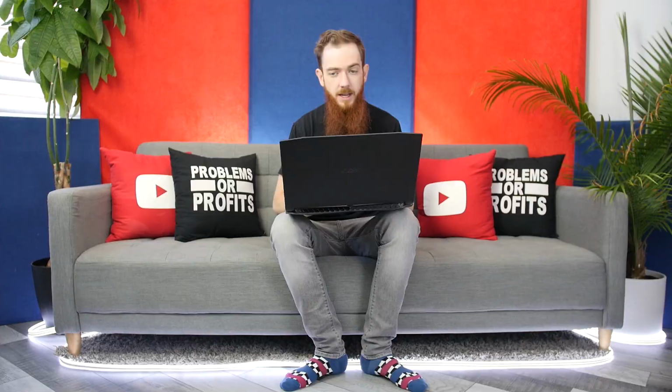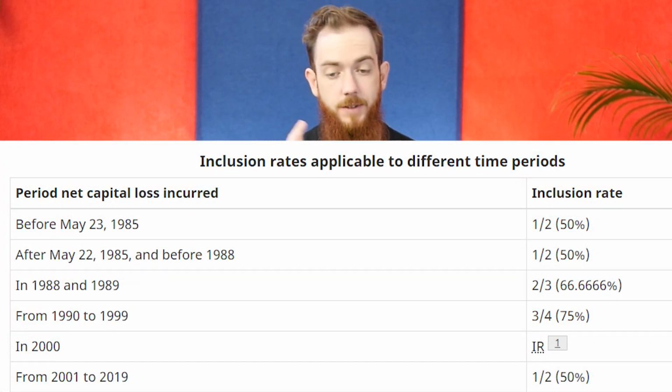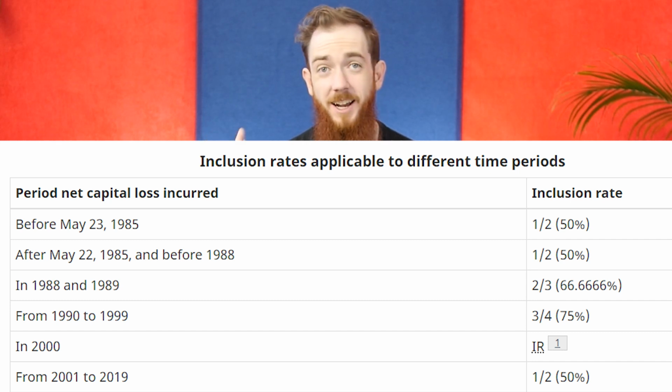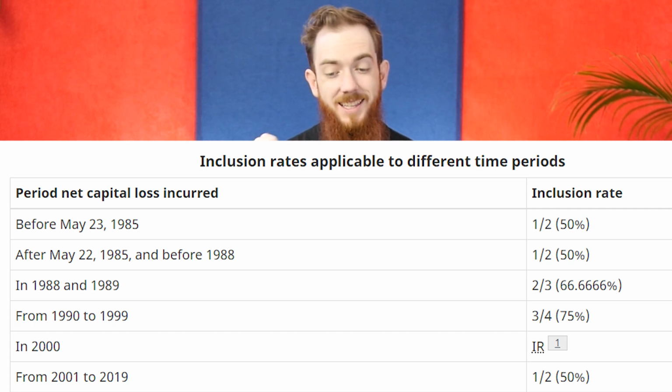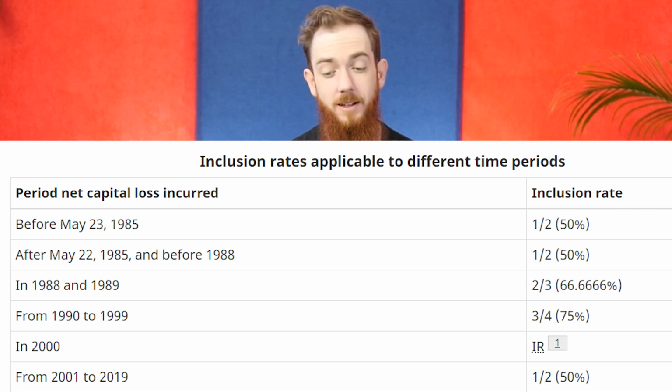But if you didn't realize, capital gains tax started being included as of 1972 in Canada. So pre-1972, capital gains tax did not exist. Think about the implications that would have had on real estate investing. But moving past that, pre-1985, it was always a 50% inclusion rate. Then from 1985 to 1988, it was still a 50% inclusion rate. Then in 1988 to 1989, it was a 2/3 inclusion rate. 1990 to 1999, it was a 75% inclusion rate.